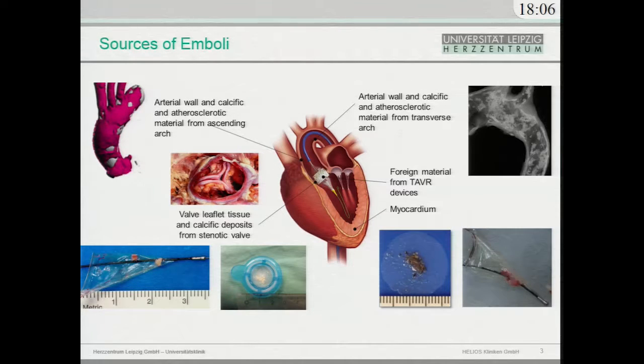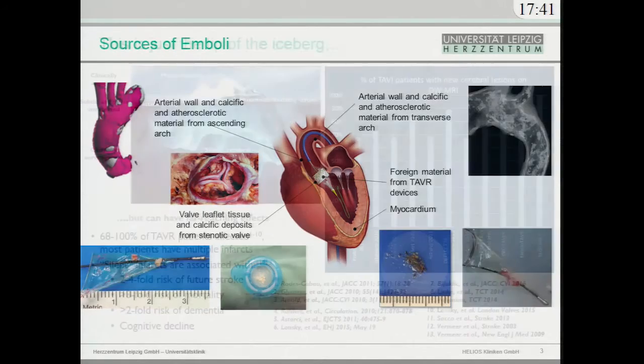Also, emboli arising in the aortic arch are quite frequent, but there are more places. For instance, foreign material can be introduced by the percutaneous device, and there are even sometimes emboli arising from the myocardium after it has been injured by the percutaneous device. So there are quite a few options where the emboli may come from.